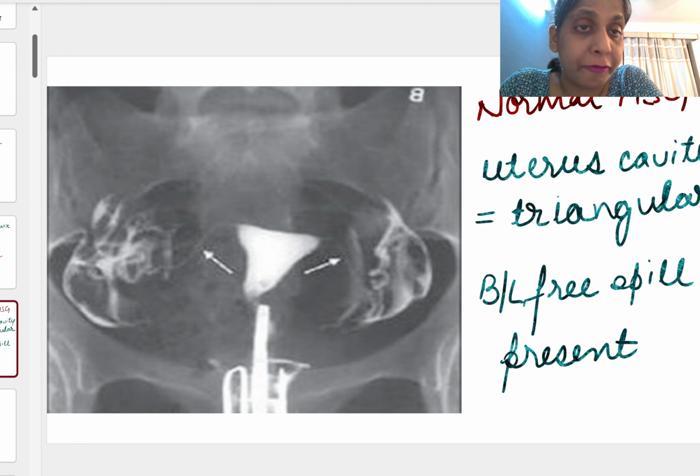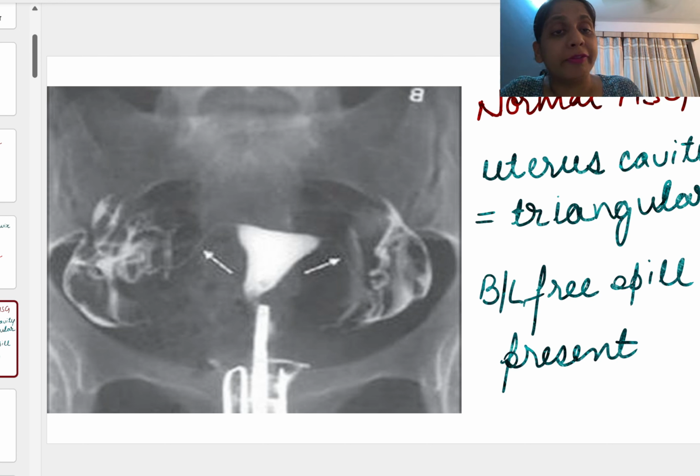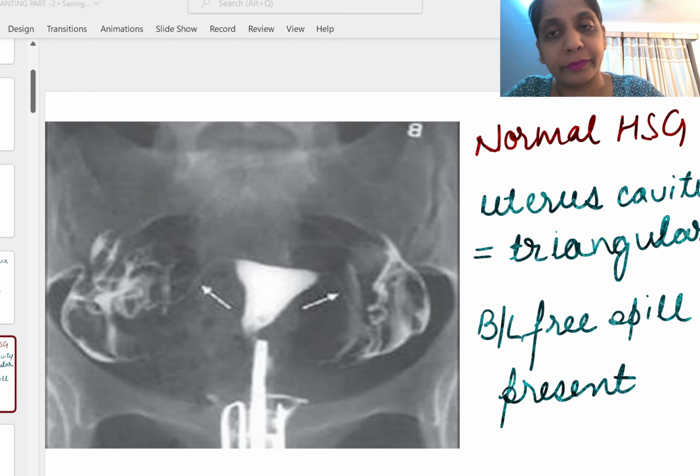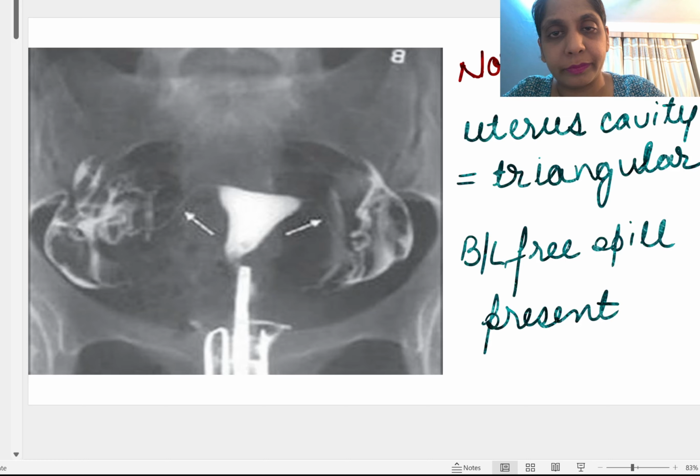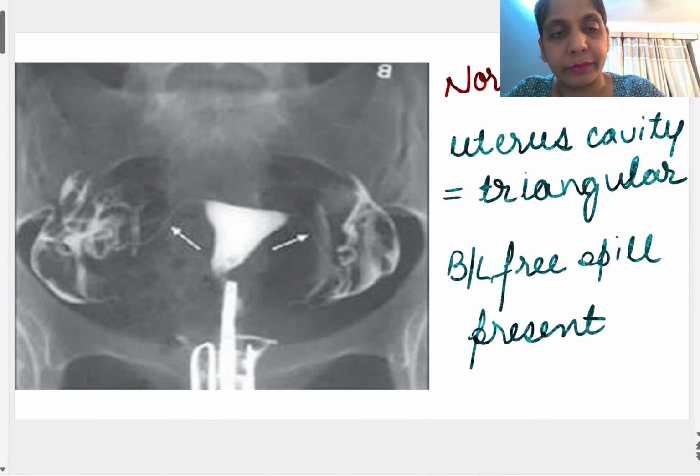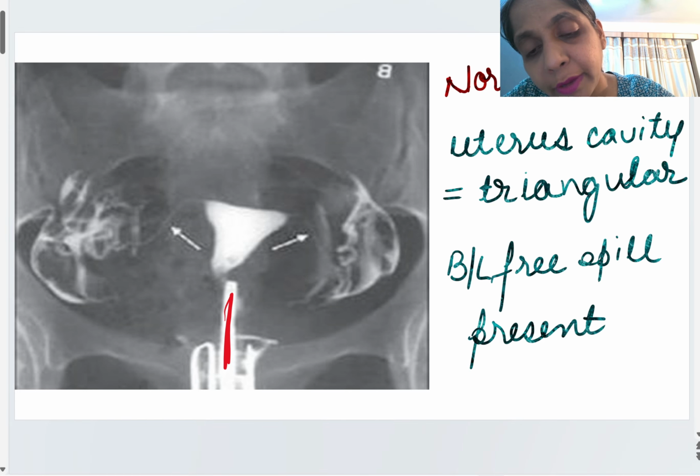Okay, bilateral free spill is present and the uterine cavity is triangular, and in the cervix, you can say this is the Leach-Wilkinson cannula. In the cervix, this is the Leach-Wilkinson cannula we have put here.